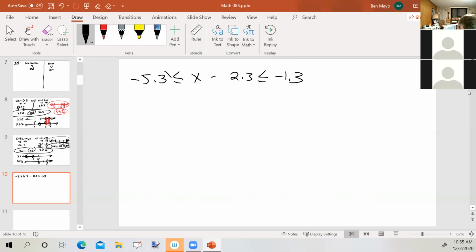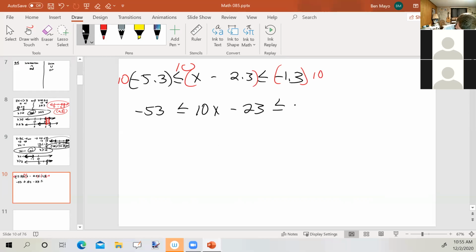So what I would do is I would multiply each piece of this by 10. So on the left, I'm going to get negative 53 less than or equal to 10x minus 23 less than or equal to negative 13. Okay, and I don't have to get rid of the decimals, I just choose to. But now I want to get x by itself in the middle. So I'll add 23 to both sides. So I get negative 30 less than or equal to 10x less than or equal to 10.